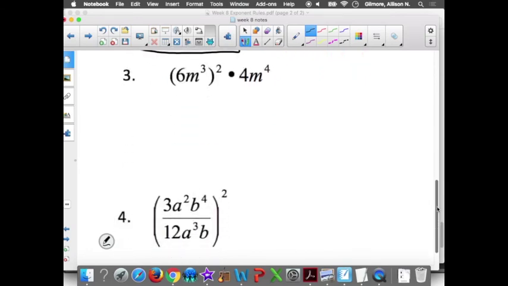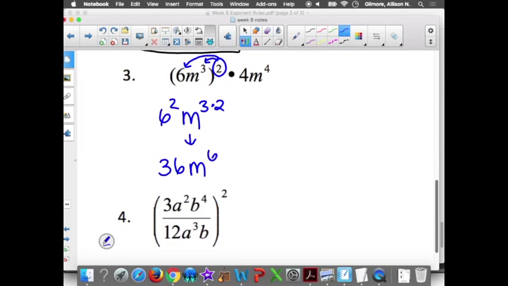Number 3 is a multiplication problem. First, we need to distribute our 2 using our power rule. 2 is going to go to the 6, so we have 6 to the 2nd power, or 6 squared. And then we have m, that's to the 3rd power, that's going to get the 2 also. Remember, we multiply. That gives us 36, 6 times 6, m to the 3 times 2, which is 6.